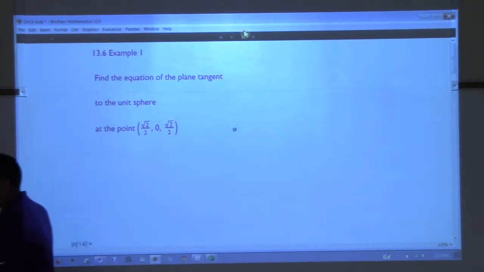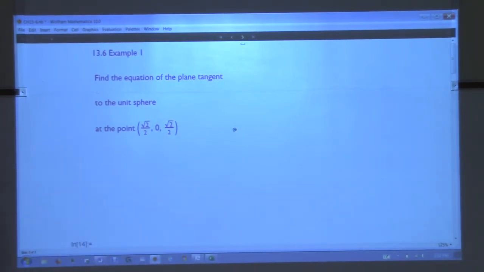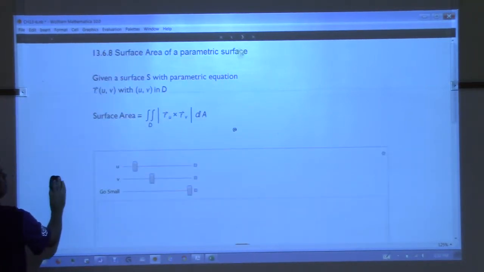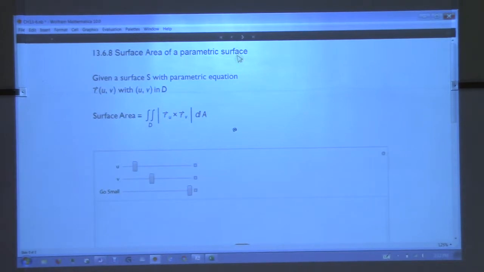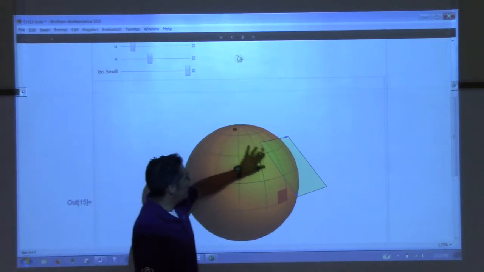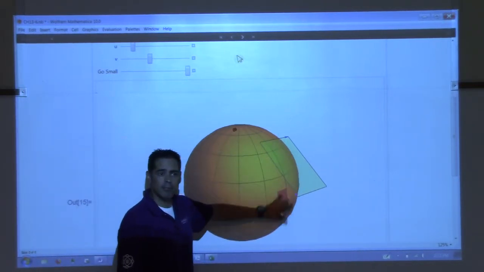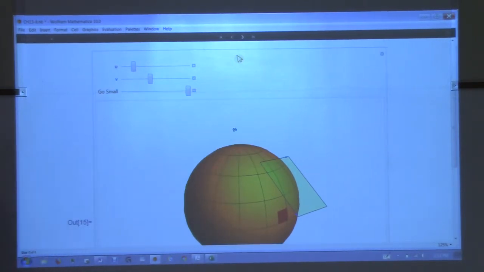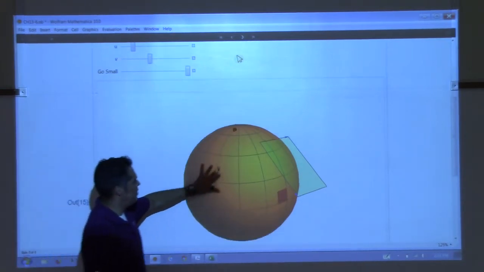Well, if we can find the tangent plane, then maybe we can find the surface area of this thing. Right? We can find this tangent plane. Agreed? We can find the equation of that tangent plane? So what if I wanted to find the total surface area of this surface? In this case, I'm using the sphere again because we've been using it, so we kind of have a little bit of a background with this shape.